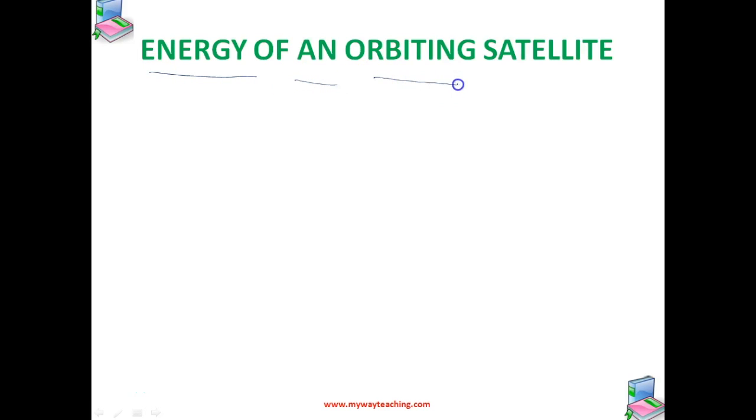In this part, let us study energy of the orbiting satellite. See, the kinetic energy of the satellite in a circular orbit with the speed v is given by half mv square. So that is equal to GMmE by 2(RE plus h) if you substitute v.